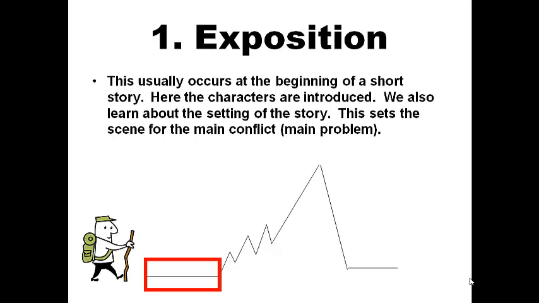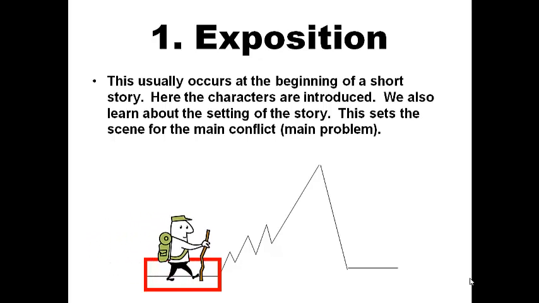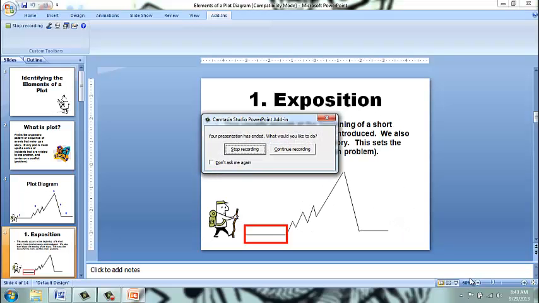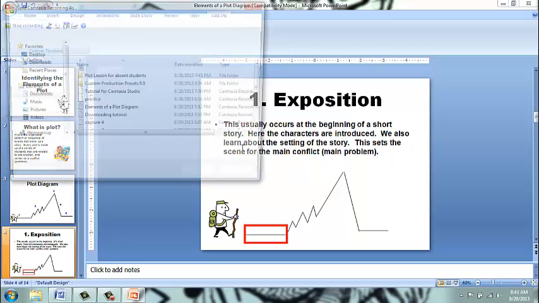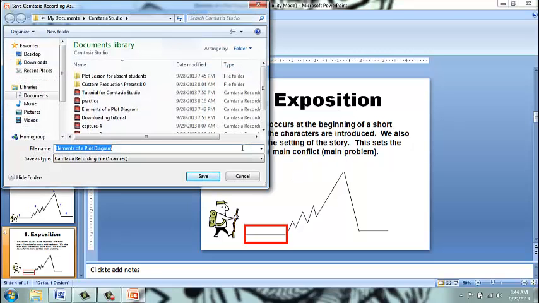So once I'm done recording this, I'm going to hit escape, and then the stop recording option will pop up on the screen. And I'm going to click stop recording. Now it gives me the option to save this file.